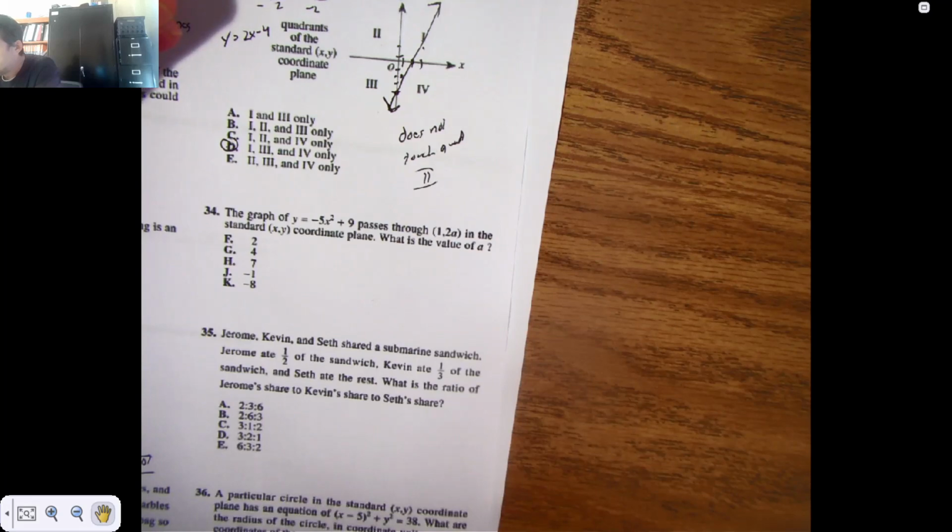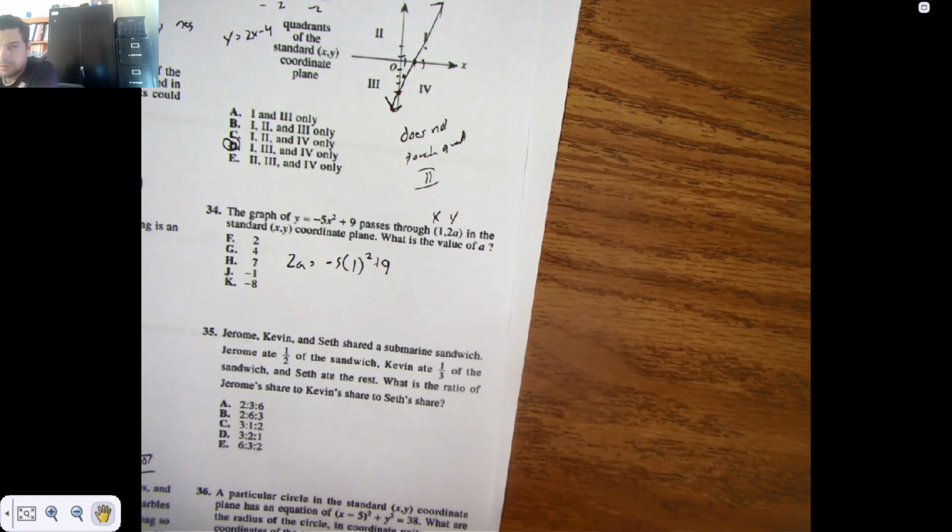The graph of y equals negative 5x squared plus 9 passes through the point (1, 2a) in the standard xy coordinate plane. What is the value of a? So this is x, this is y. Plug them in. 2a equals negative 5 times 1 squared plus 9. You see what I did? I plugged stuff in. 2a equals negative 5 plus 9. 2a equals 4. a is 2.